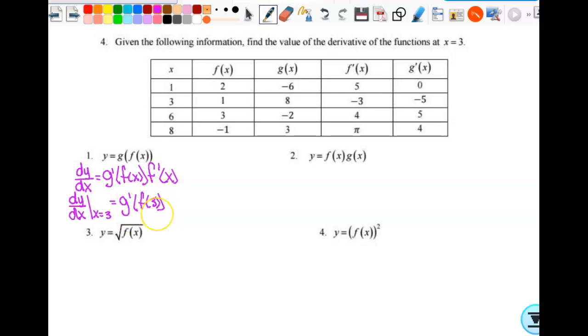of 3. Is this the exact question? Oh, we'll look at that. f prime of 3. So that means this would give me g prime of, so f of 3 is 1, f prime of 3 is negative 3. So then g prime of 1 is 0 times negative 3. So that is 0. I guess I didn't even realize that they were the exact same questions.